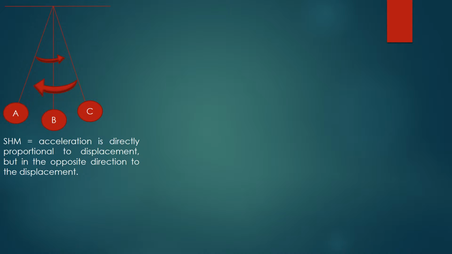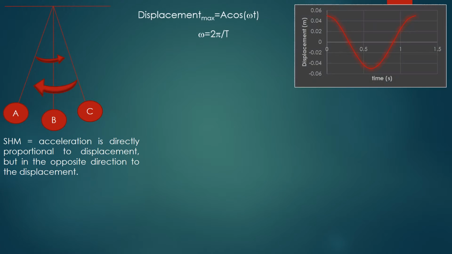The equation for the displacement of the pendulum is given by A cos omega t, where A is the maximum displacement of the pendulum bob, lowercase t is a certain time during the oscillation, and omega is equal to 2 pi over T. Omega equals 2 pi over T because it takes 2 pi radians to complete one full oscillation. That is to go from A past B to C, stop at C, past B again, and get to A. Capital T is the time taken to complete one full oscillation.